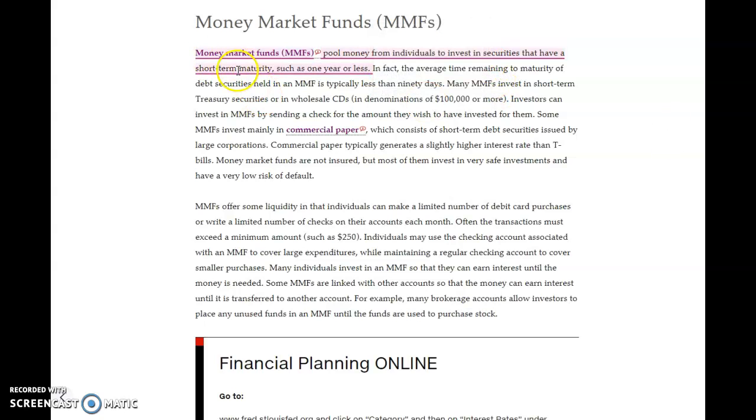Then they're going to talk about money market funds. This talks about some commercial paper. So I'm just highlighting some of the important parts.